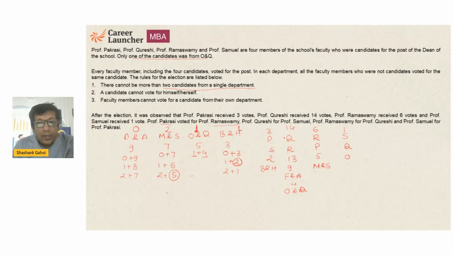Now, Q is getting votes from FNA. Q is also getting votes from O and Q. It means Q cannot belong to BNH... Q cannot belong to O and Q. Q cannot belong to FNA. So Q must be either BNH or O and Q. This is what it says.